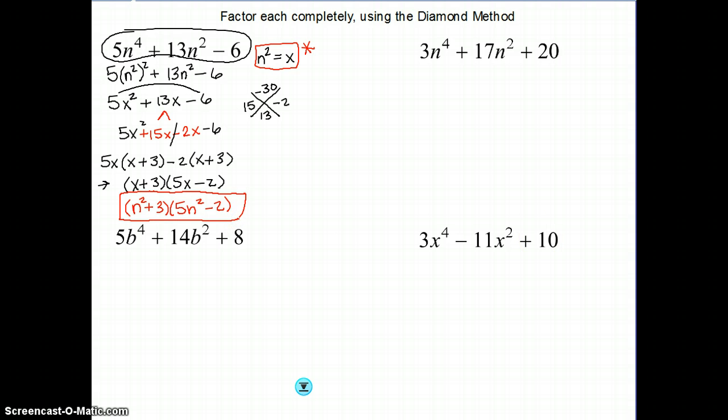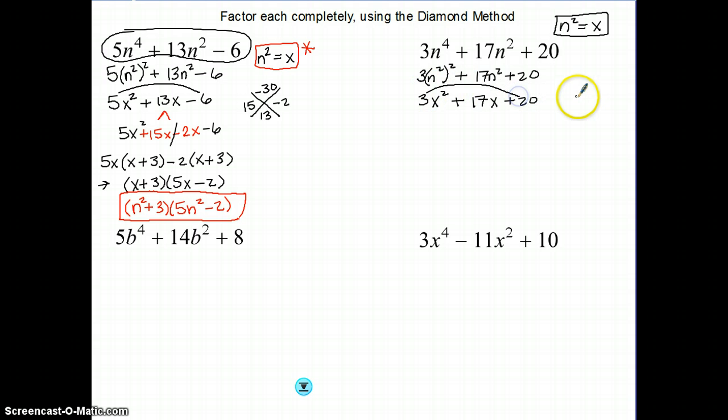On the right, I see this relationship again. I have n to the fourth and n squared. I am going to replace my n squared with x, and that will make it into the form that we know how to factor using the diamond method. So 3n squared to the second is the same as your n to the fourth, plus 17n squared plus 20. I'm going to replace that n squared with x, so instead of n squared, I have x to the second power, plus 17x, plus 20.